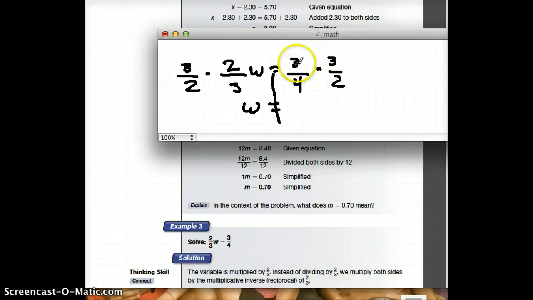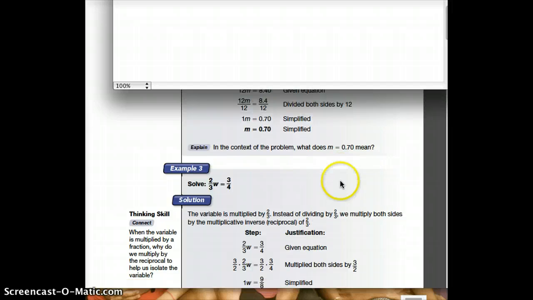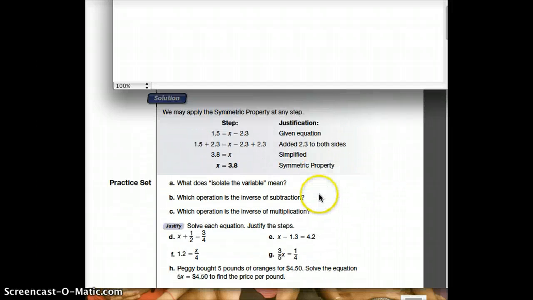And then I do it to the other side. 3 times 3 is 9. 4 times 2 is 8. So the answer is 9/8. Okay. Make sure you watch this again for the fractions. That's a common mistake. People don't know what to multiply. All you're doing is just flipping it, multiplying it by both sides. Okay. 9/8 is the answer.